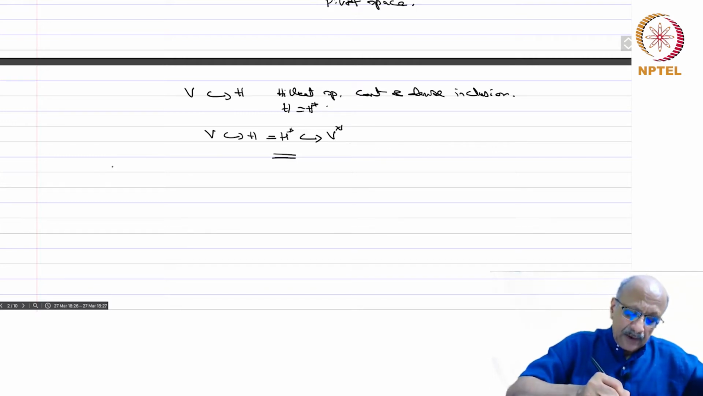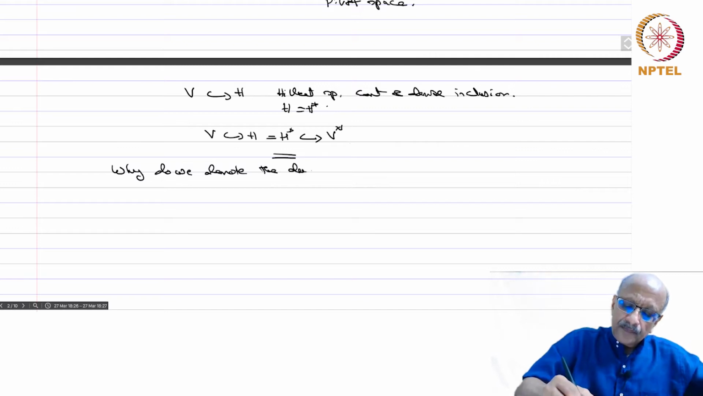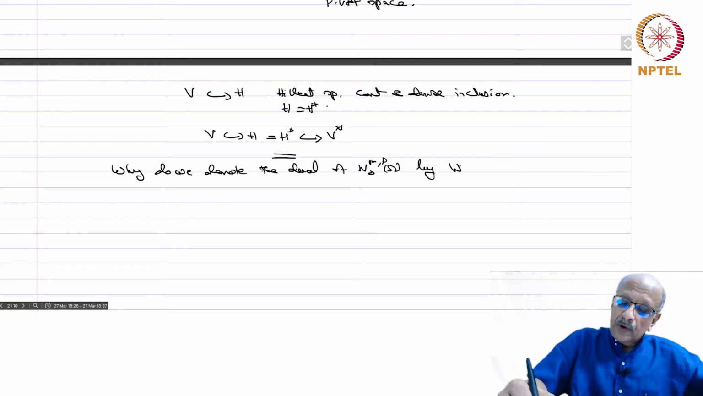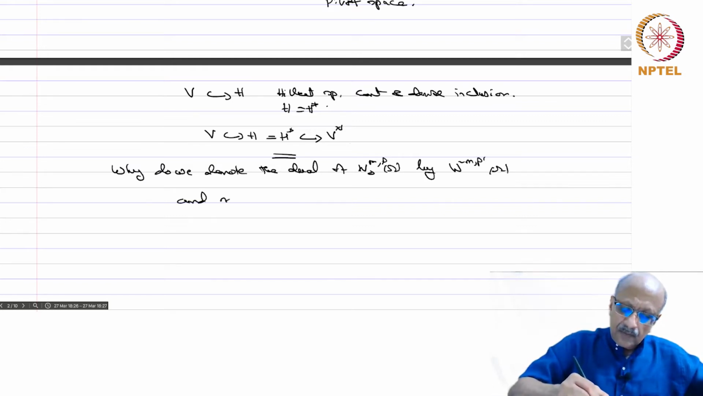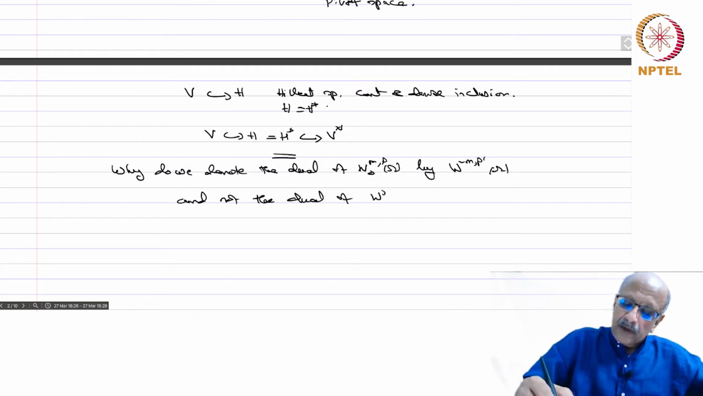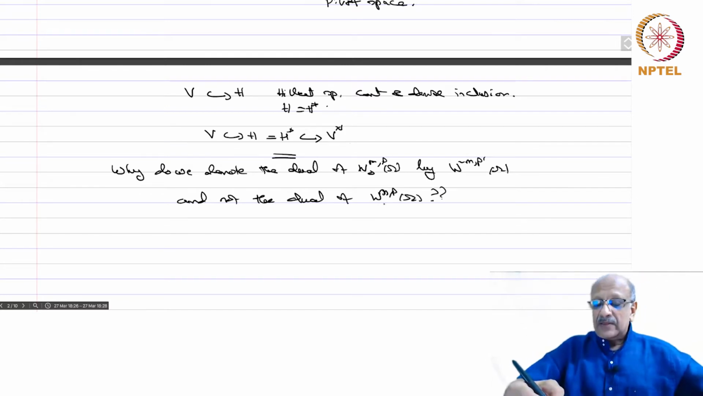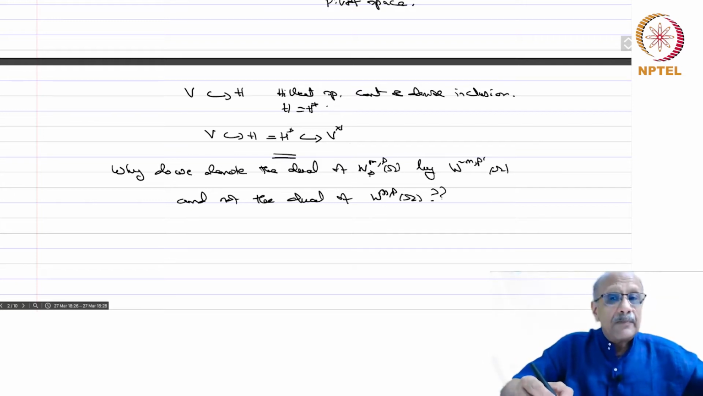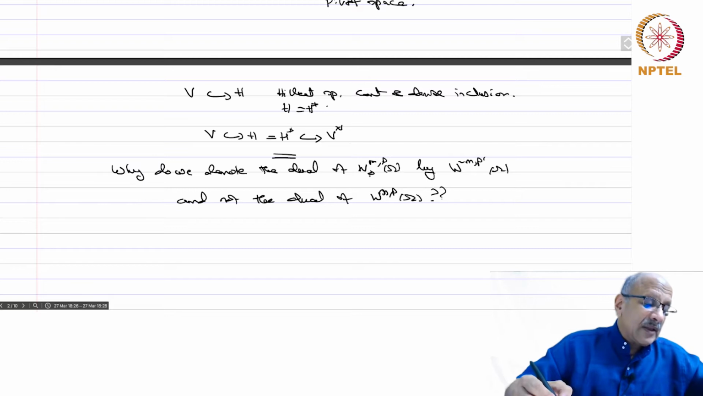But why do we denote the dual of WMP 0 omega by W minus M P dash omega, and not the dual of WMP omega itself? So why don't we call the dual of this W minus MP dash omega? Instead we are calling the dual of WMP 0 of omega. Now there is a reason for this.